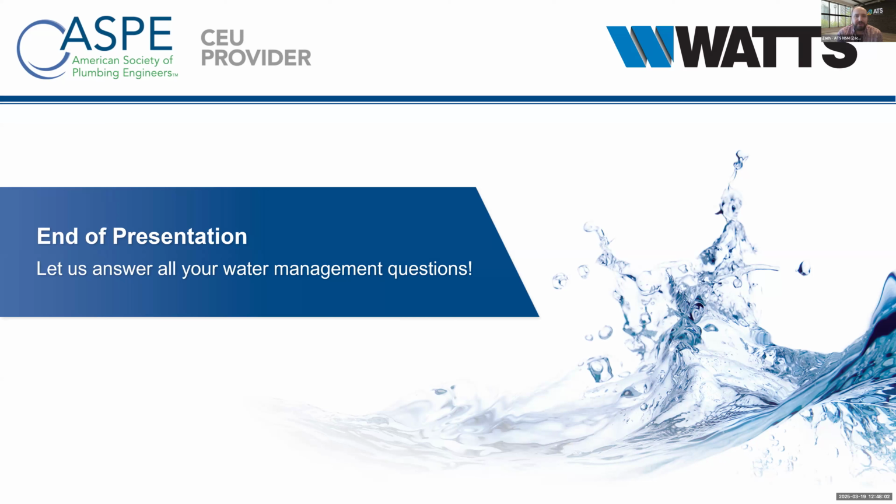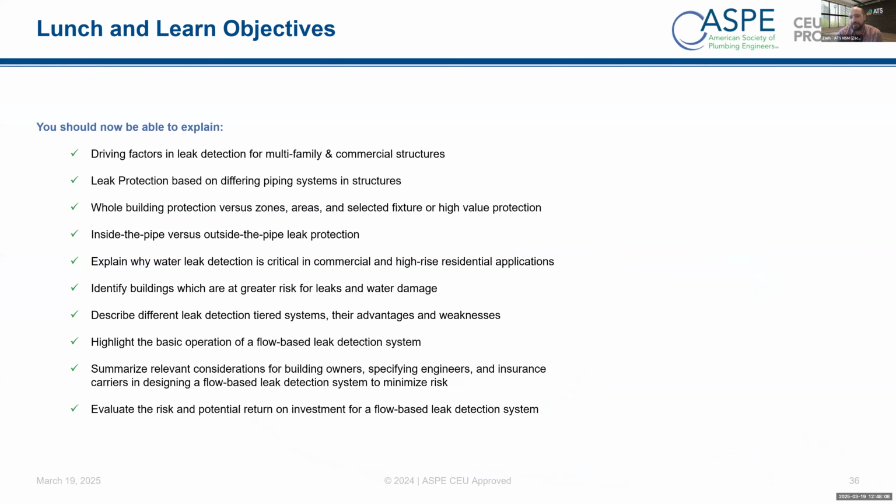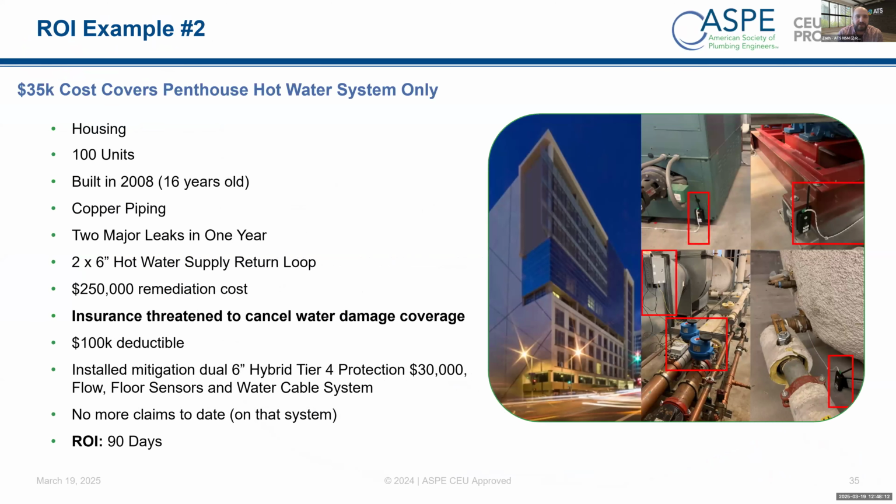I was reading on the screen, 90-day ROI is pretty wild, you know. Is that due to like an outlier event that happened within the 90 days and that paid it off, or is that just cutting down the regular everyday leaks that they were having?